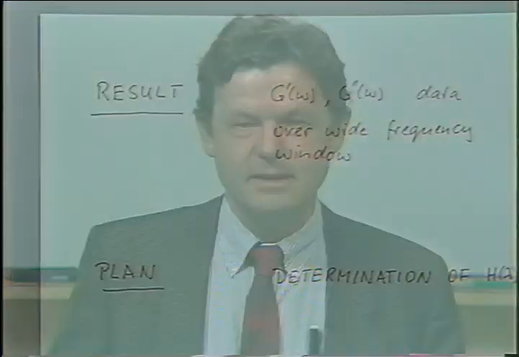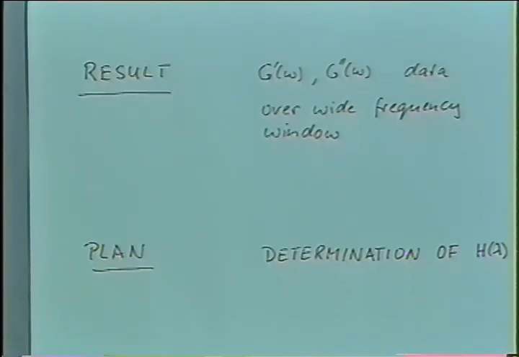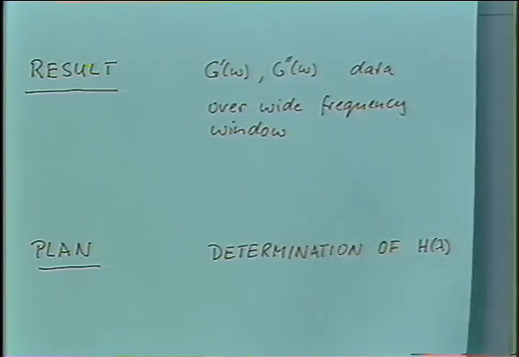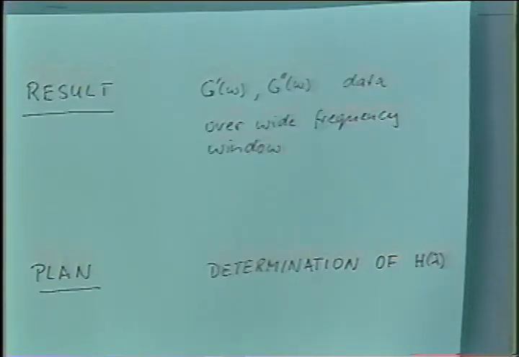After having gone through this, we have to rephrase our plan. We have data now in a wide frequency window, and we really would like to determine the spectrum. We haven't forgotten that. This is really our objective. This is what we are aiming at. We would like to have the spectrum.